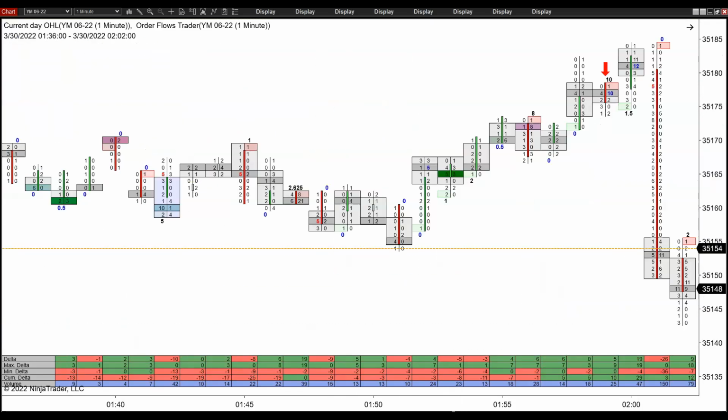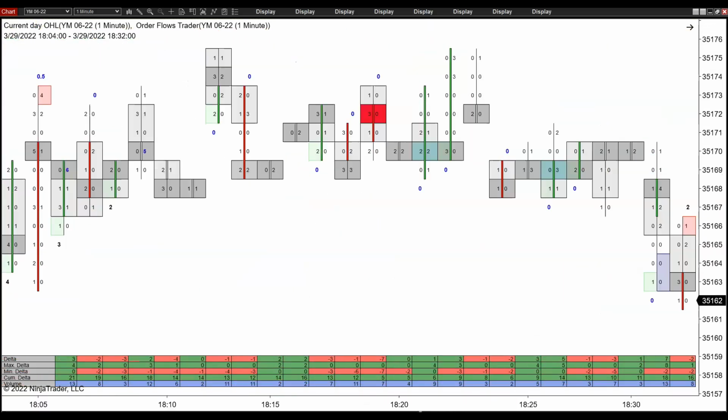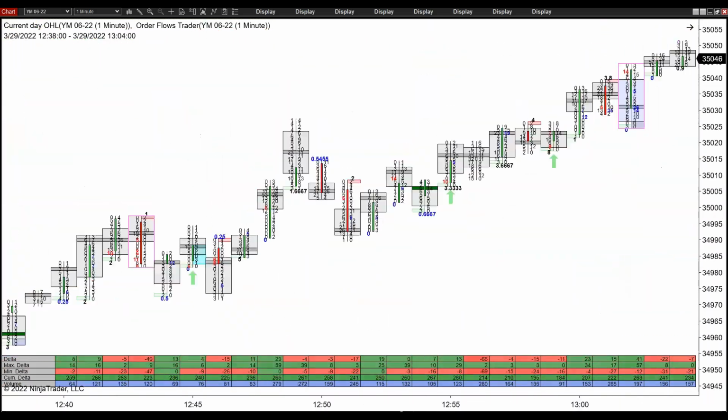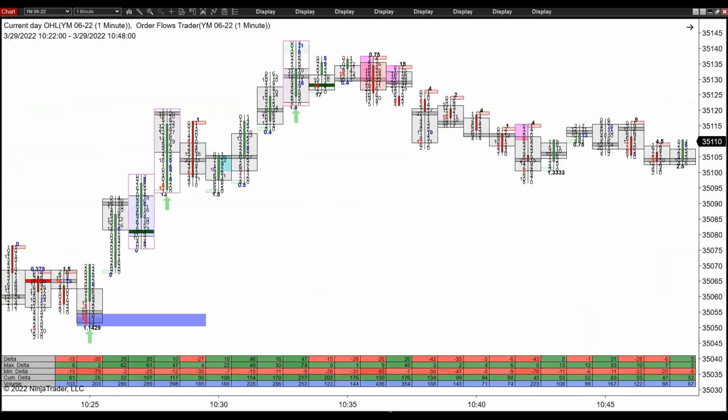But again, an inverse imbalance differs from a regular imbalance in the sense that they may not happen every day. Regular imbalances, you're going to get them every day.